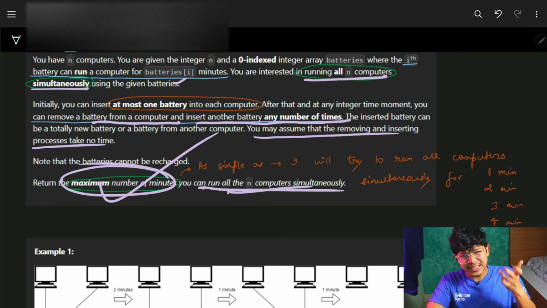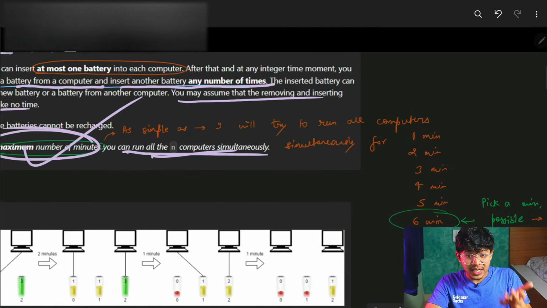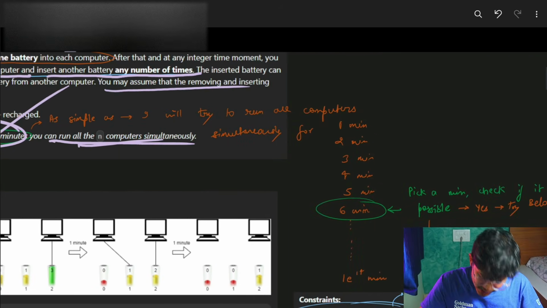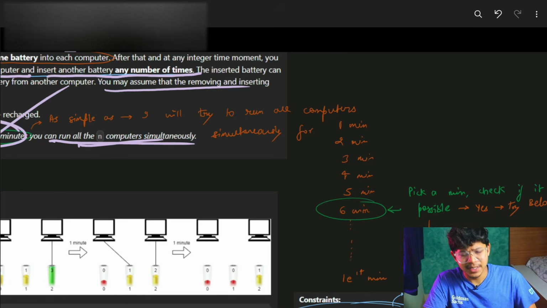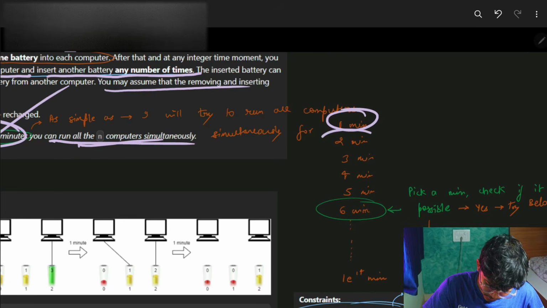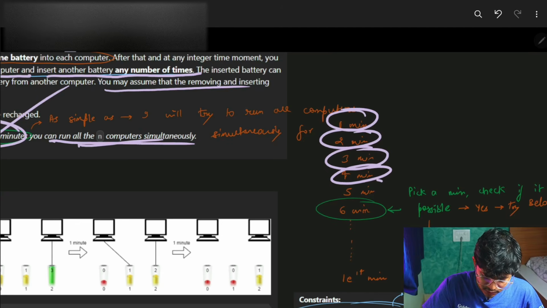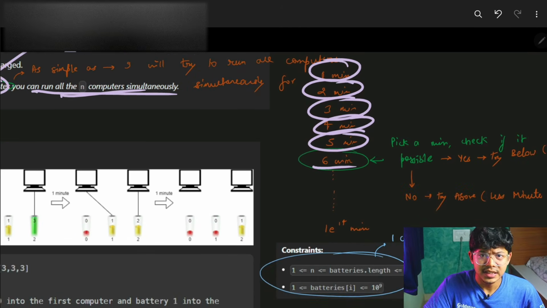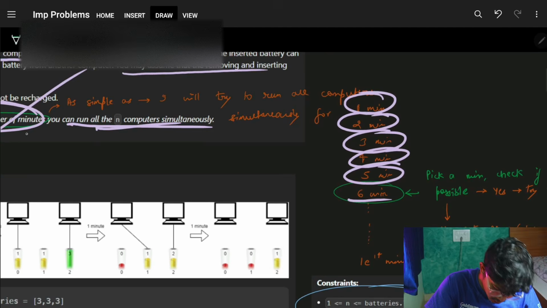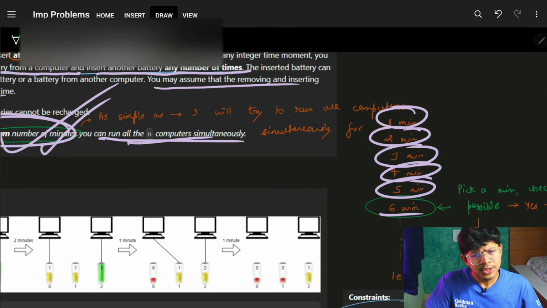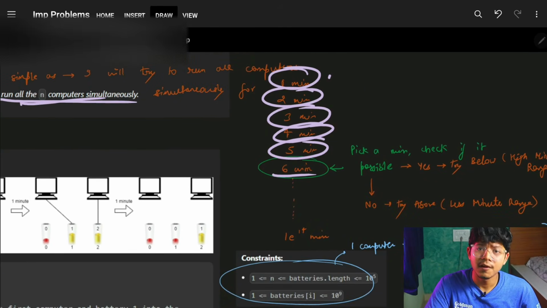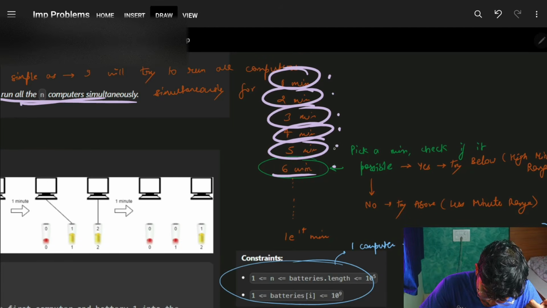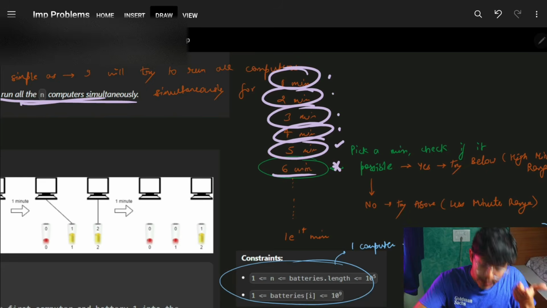So for sure, the first thing that comes to my mind is that I want to run my computers for the maximum number of minutes. So I'll simply ask myself: can I run my computers for 1 minute, 2 minutes, 3 minutes, 4 minutes, 5 minutes, 6 minutes? If I'm able to run for 5 minutes, okay, cool. If I am not able to run for 6 minutes, then the maximum number of minutes I am able to run is 5 minutes.